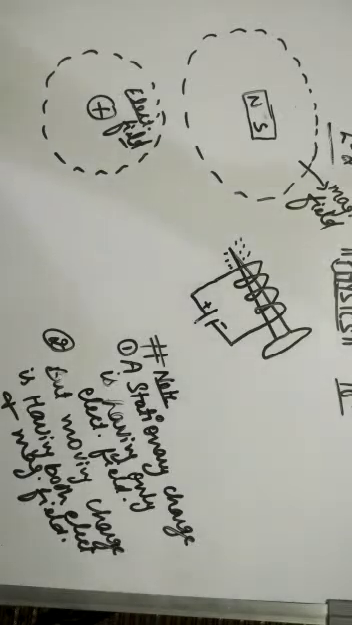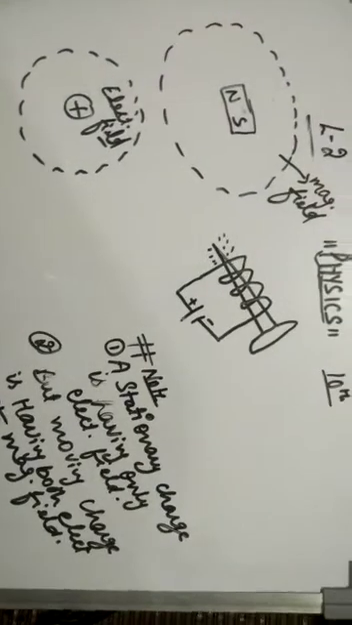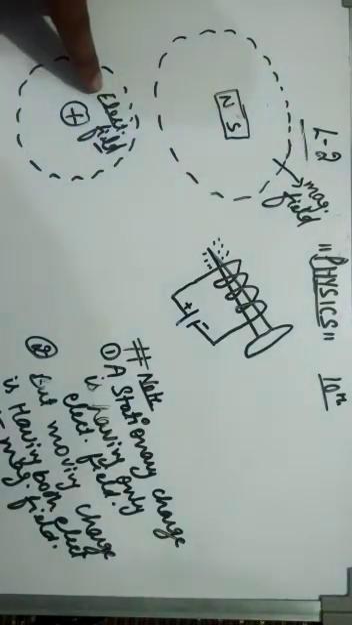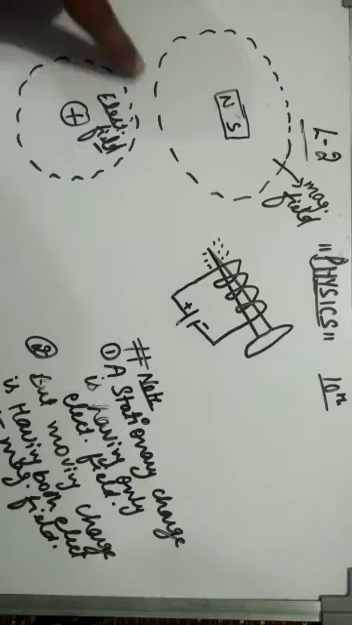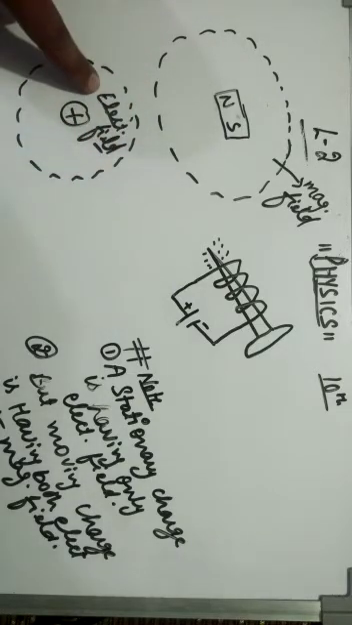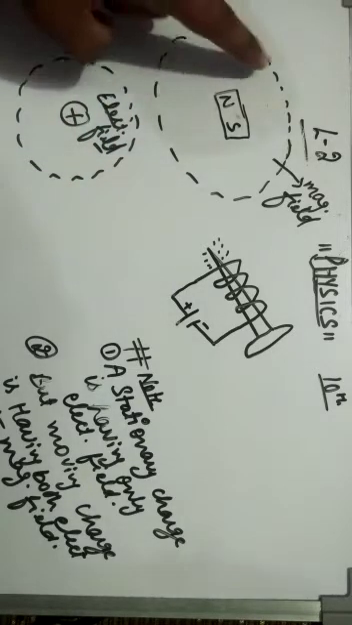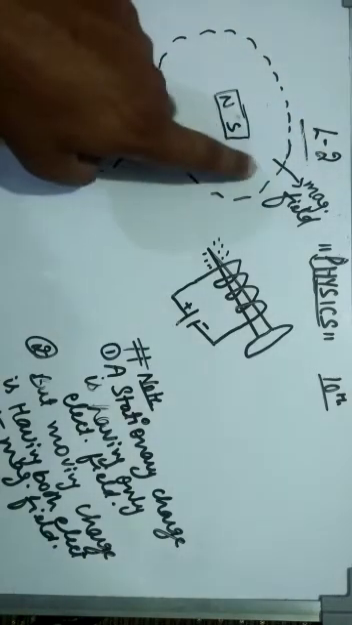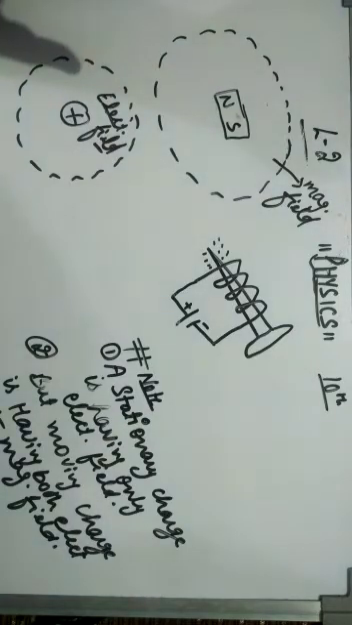So I hope from the previous video you people are clear with these two concepts. One is electric field, the space around the charge where its effect can be experienced, and of course the other is the space around a magnet where its effect can be experienced, which is called a magnetic field.